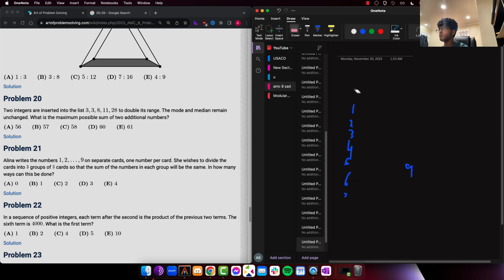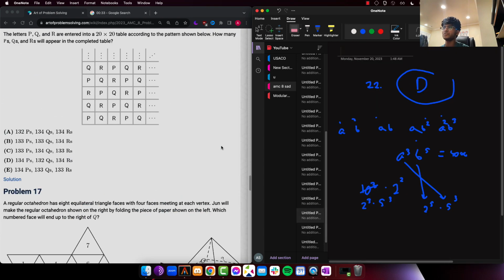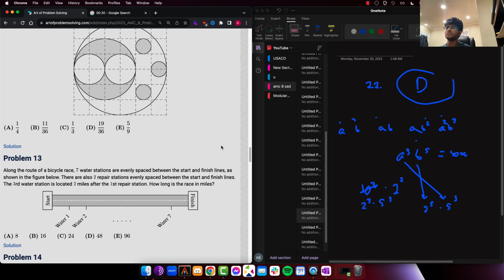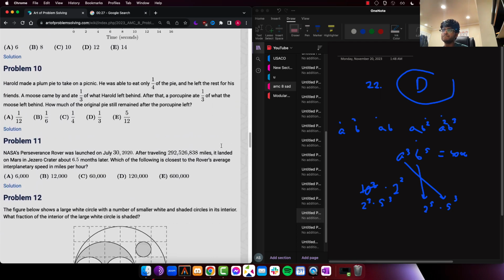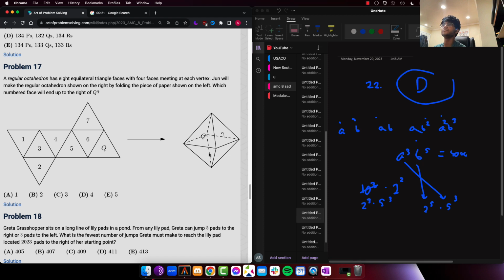Okay, I know I have a solid approach for all of these remaining problems, I think, but I don't have enough time to actually do it. We also have this one. How do you fold this thing into an octahedron? So the square base is not present, so you have to fold the, okay, time is up.